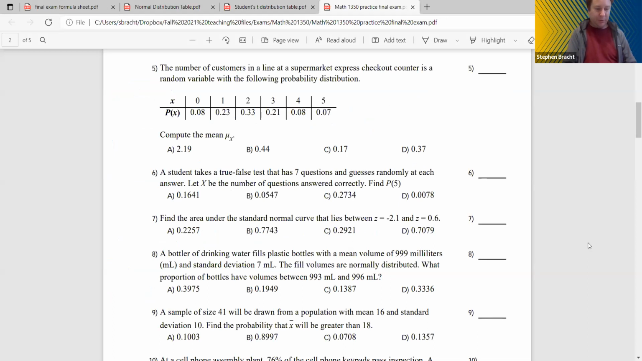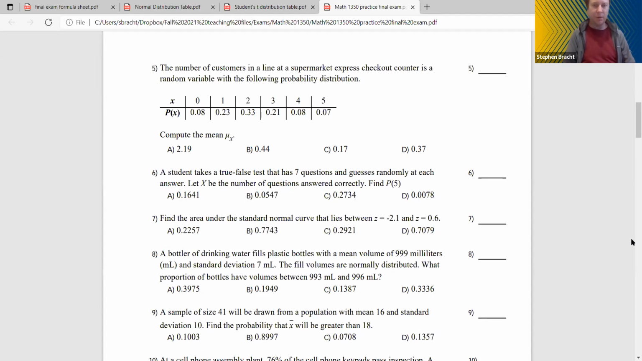Okay, coming down to number 8. A bottler of drinking water fills plastic bottles with a mean volume of 999 milliliters and a standard deviation of 7 milliliters. The fill volumes are normally distributed. What proportion of bottles have volumes between 993 milliliters and 996 milliliters? So I'm going to start by sketching a normal curve representing this. Then, in order to use the table, I will have to convert both 993 and 996 into z-scores. And then I can proceed in the way I did in problem 7 to find the area in between those z-scores.